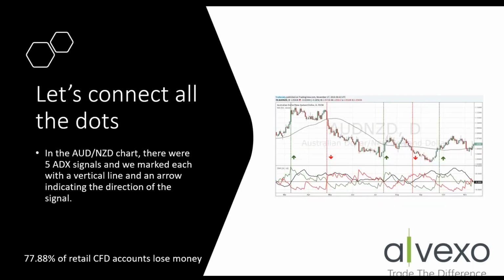So over here we have an example. It's an old chart of the Australian New Zealand dollar. There were 5 ADX signals and we marked each one. See the little arrows and the lines? That's where our ADX line either peaked or started to fall. We also have the crossovers of the DM lines.